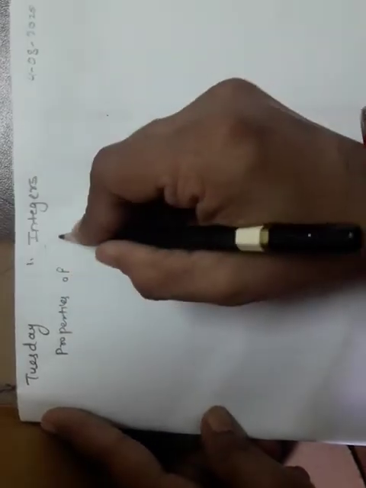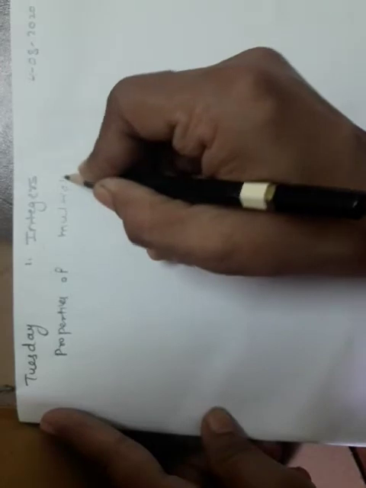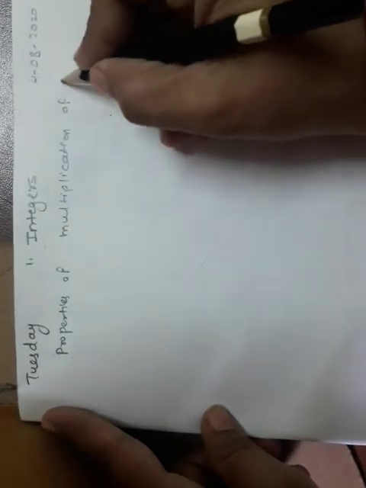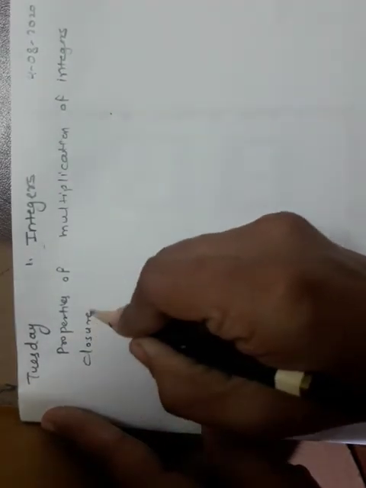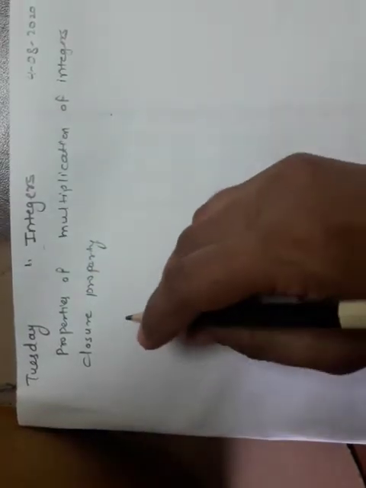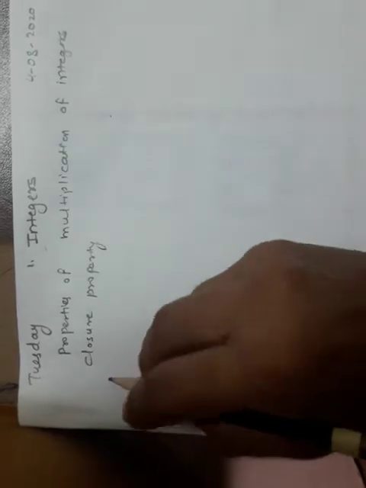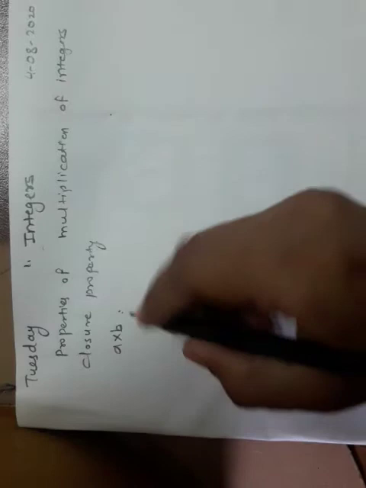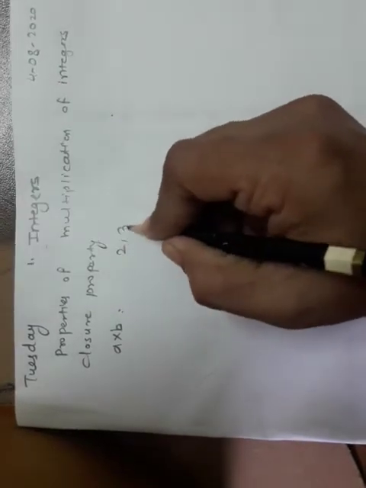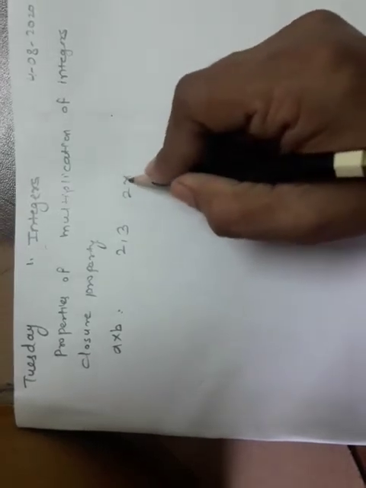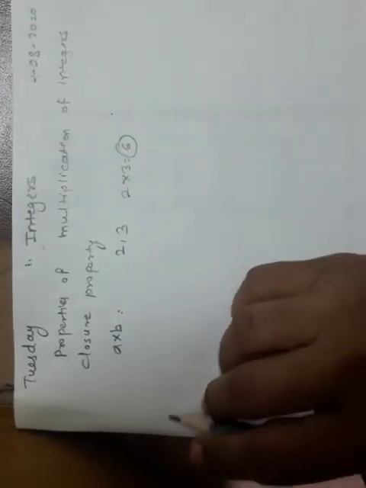Properties of multiplication of integers. Now the first property is the closure property. What is meant by closure property? If a and b are any two integers, then a into b is also an integer. Then we will see one example. If 2 and 3 are two integers, then 2 into 3, 2 threes are 6, and 6 is also an integer.